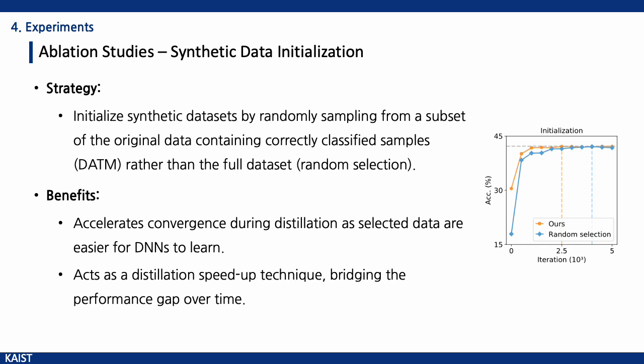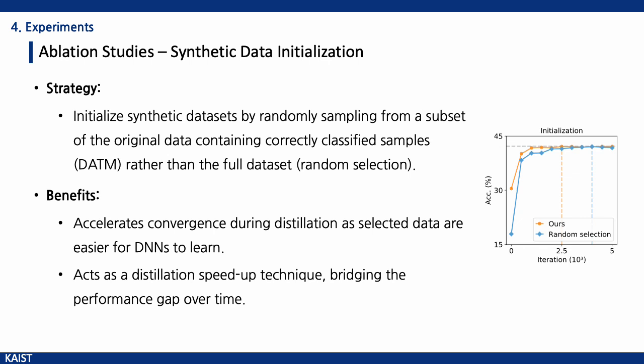Let's now discuss the ablation studies on synthetic data initialization and its impact on the distillation process. The strategy used in the ATM involves initializing synthetic datasets by randomly sampling from a subset of the original data that contains only correctly classified samples, rather than sampling from the full dataset as done in random selection. By focusing on correctly classified samples, this approach ensures that the selected data are relatively easier for deep neural networks to learn. This strategy provides significant benefits.